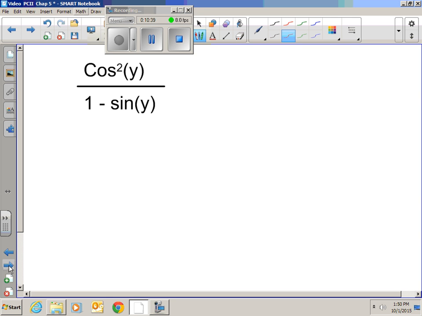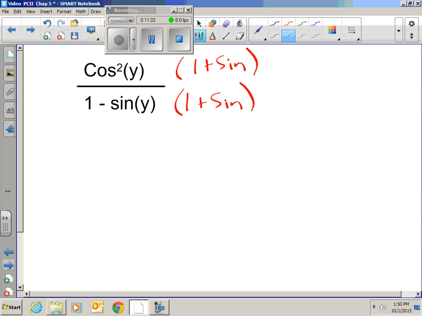Okay, but as I look at this, I'm going to look at my tips. And the first thing that I'm going to want to do is multiply by the conjugate of the bottom, on both top and bottom. So I'm going to multiply by 1 plus sine, and you don't need to write the y if you don't need to, 1 plus sine, both top and bottom.